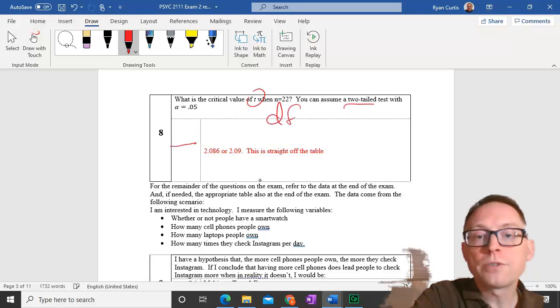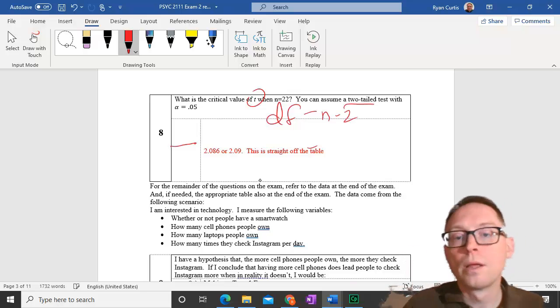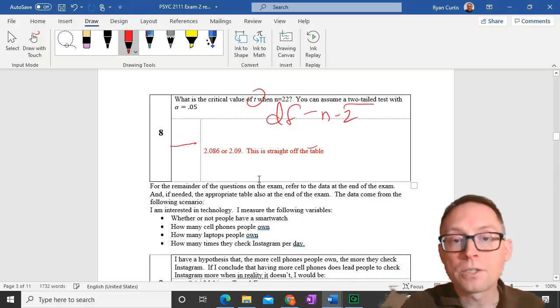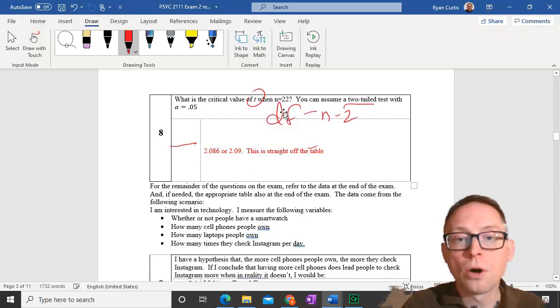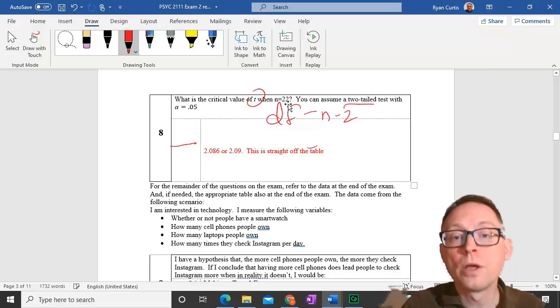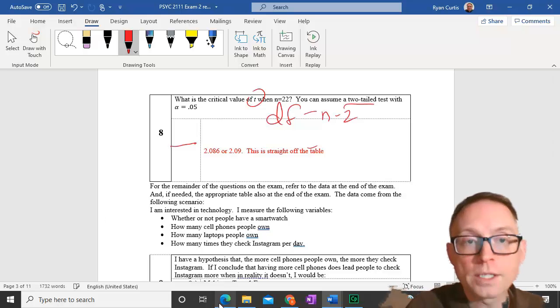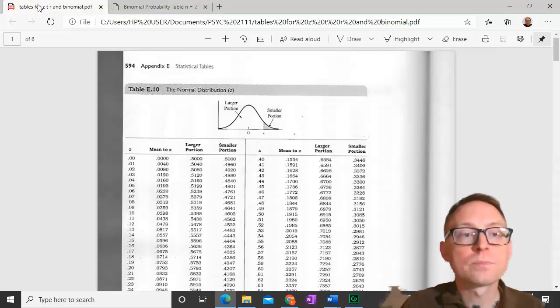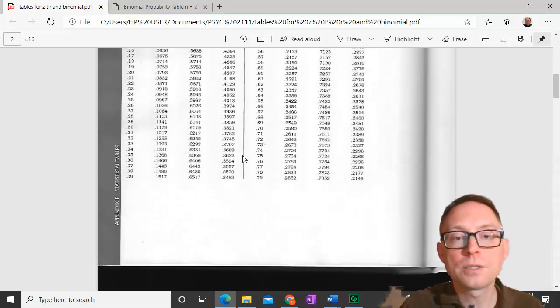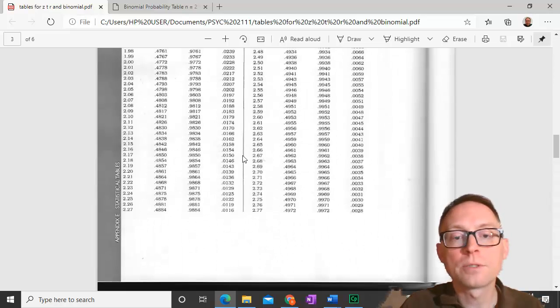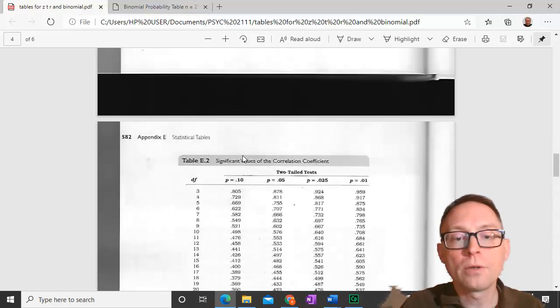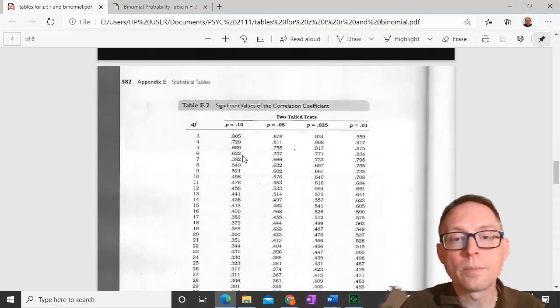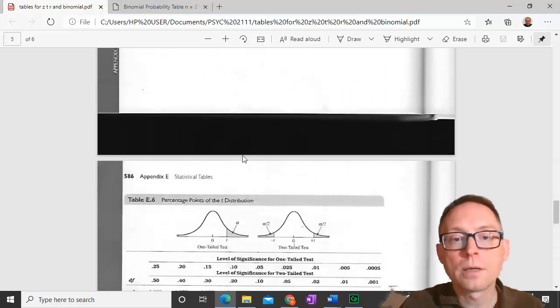Degrees of freedom for what we've been discussing is n minus 2. So we need to look at the degrees of freedom of 20 because n is 22. So let's go ahead and go to the table. Here's the, got to find the table. So that was the z table. We got to go down to a t table.